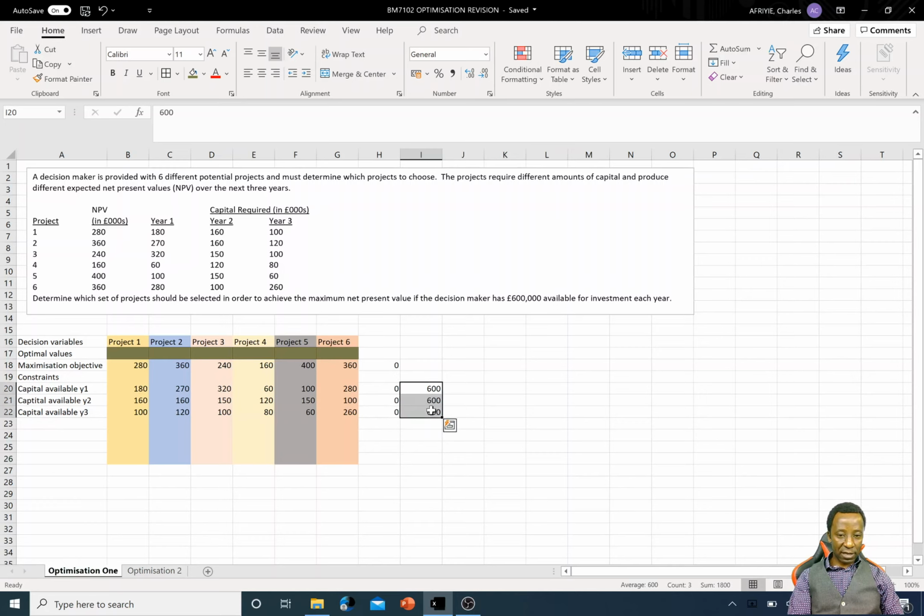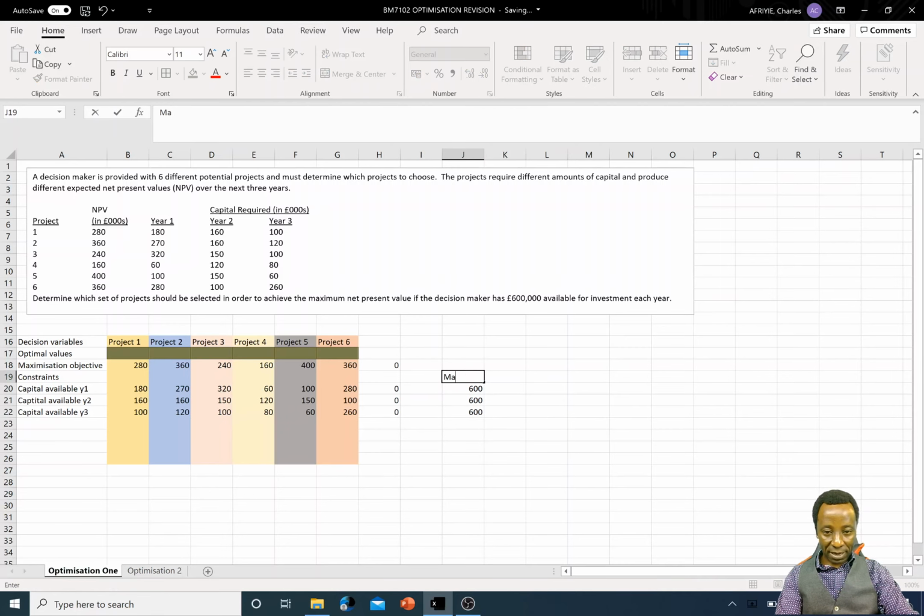In fact, why don't I just move that here? If I move this column here and let's call it the maximum constraint, and then I can just type in here less than or equal to, right?